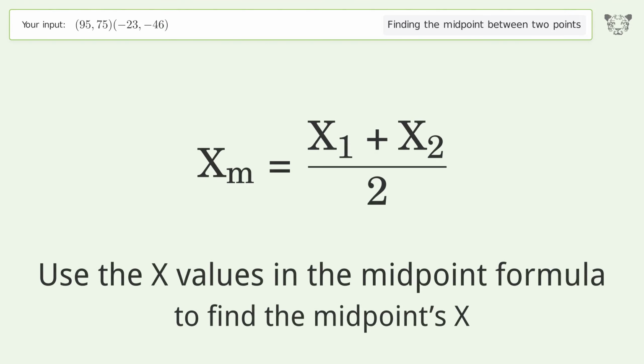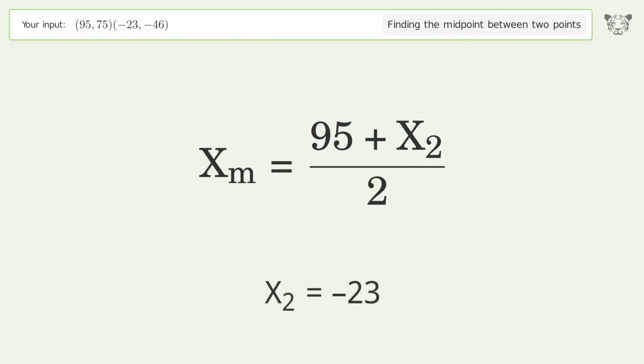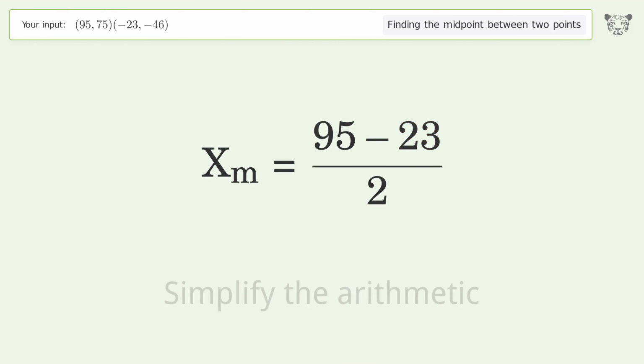Use the x values in the midpoint formula to find the midpoints x. x1 equals 95. x2 equals negative 23. Simplify the arithmetic.